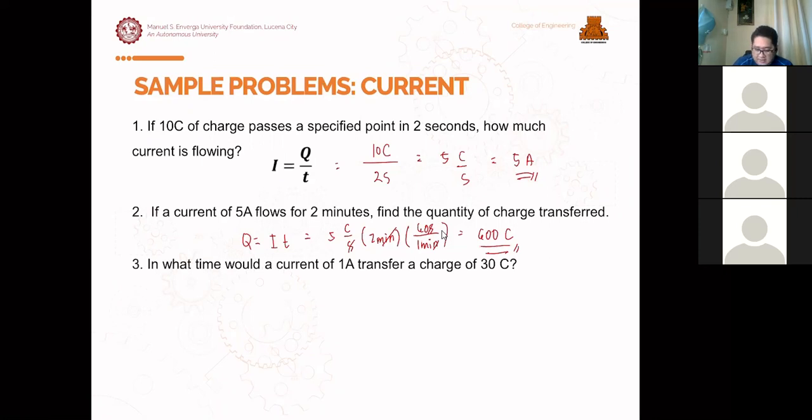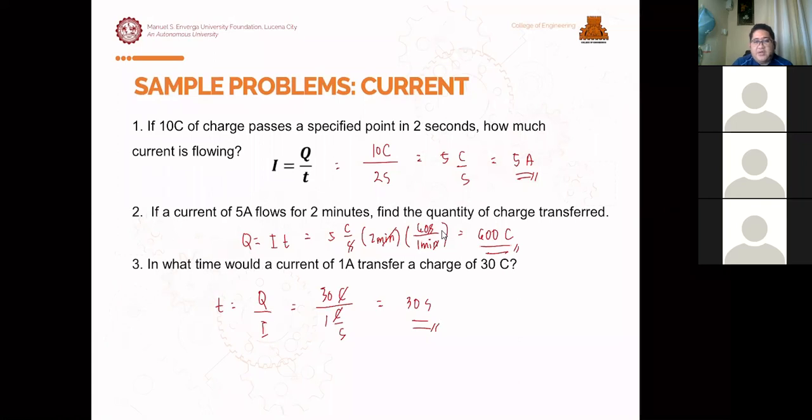Okay? Last, number 3. In what time would a current of 1 ampere transfer a charge of 30 coulombs? Okay? So, pag si time, our formula will be Q over I. So, this will be charge natin is 30 C over 1 ampere, so 1 coulomb per second. So, yung time it takes to transfer a charge of 30 coulombs with 1 ampere is 30 seconds.